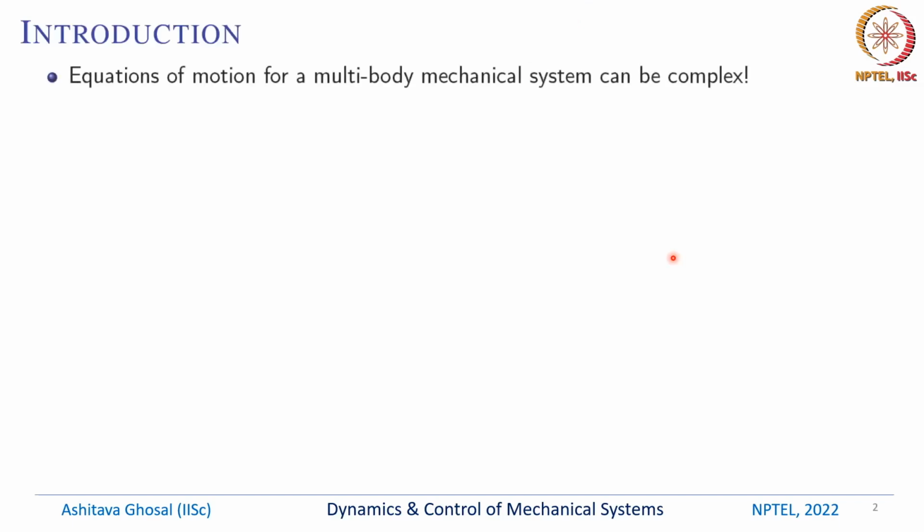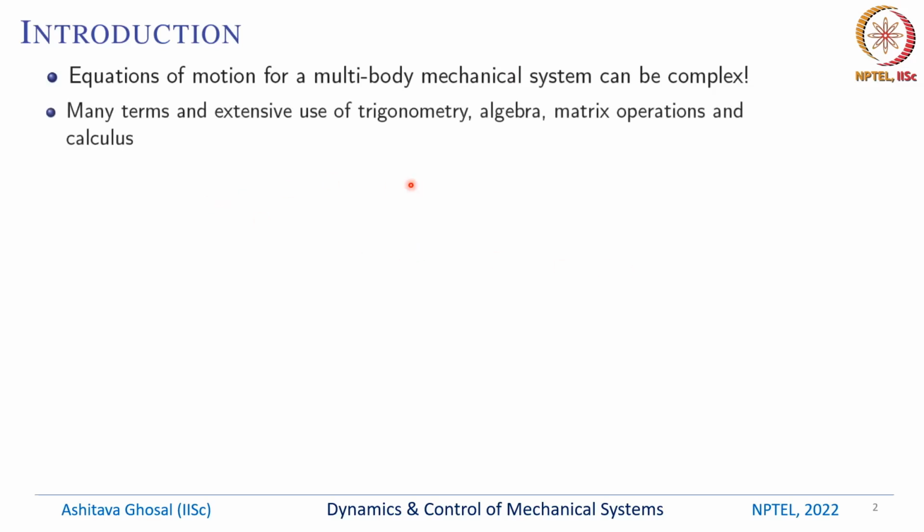The equations of motion for multibody mechanical systems can be very complex. We have seen very simple systems, like the 2R and maybe a disk which is rolling, but any reasonably big mechanical system can have many parts, and hence the equations of motion can be very complex. Even in the examples I have shown you, there are many terms, and extensive use of trigonometry, algebra, matrix operations, and calculus. Okay, we have done derivatives, partial and time derivatives.